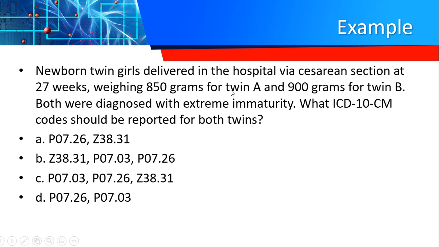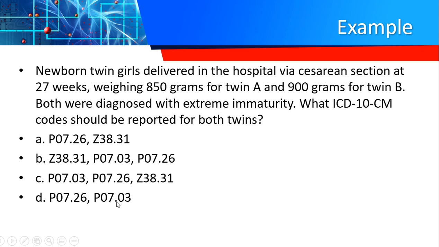So let's eliminate your letter A. You can eliminate letter A because there's only one P07 here. Okay? Letter B, okay, that could be fine. P07.0 and P07.26. Letter C is also fine. We have two P07. And your letter D, we also have P07.